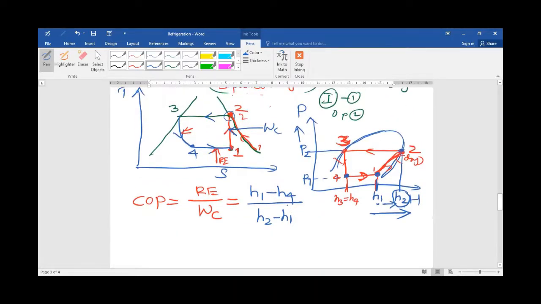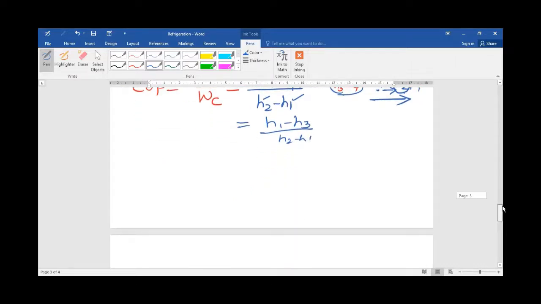First, try to find out all these four enthalpies: H1, H4 and H2. H4 and H1 both are in wet condition, so it will be very difficult. So in place of H4, I can calculate H3, because enthalpy at 3 is equal to enthalpy at 4, since it is a vertical line. So in place of H4, I will write H3. I will draw like this, H1 and H3.